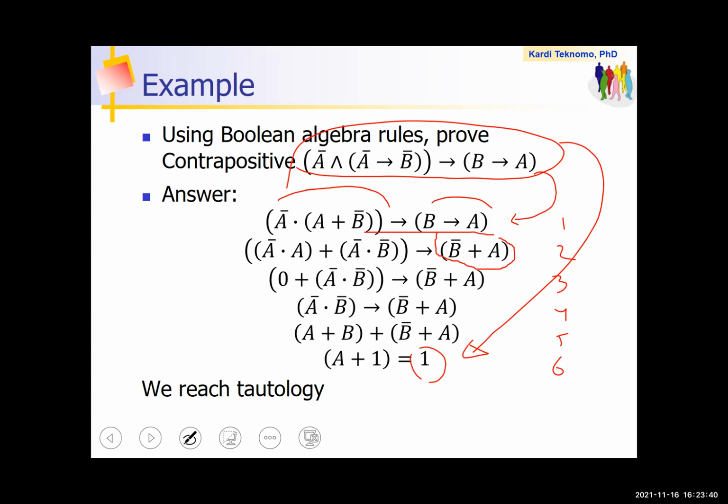Before, you only used the truth table, always putting 0 and 1 or true and false. This time you don't need to, right? You only use algebra and then you derive. Oh, you can get a tautology, or you cannot get a tautology. If you get 0, that means contradiction.